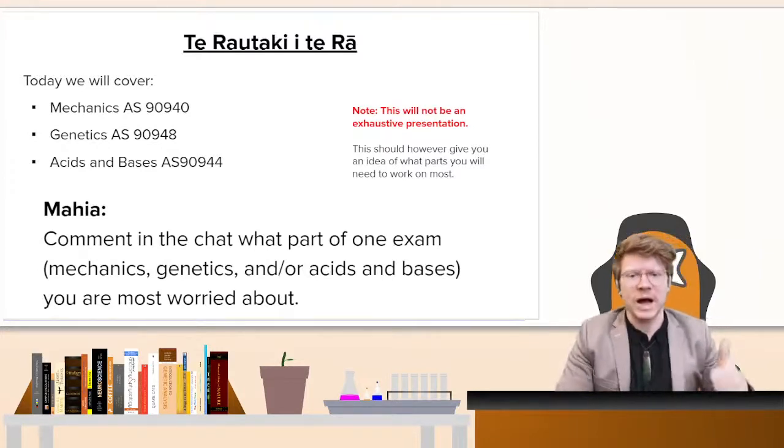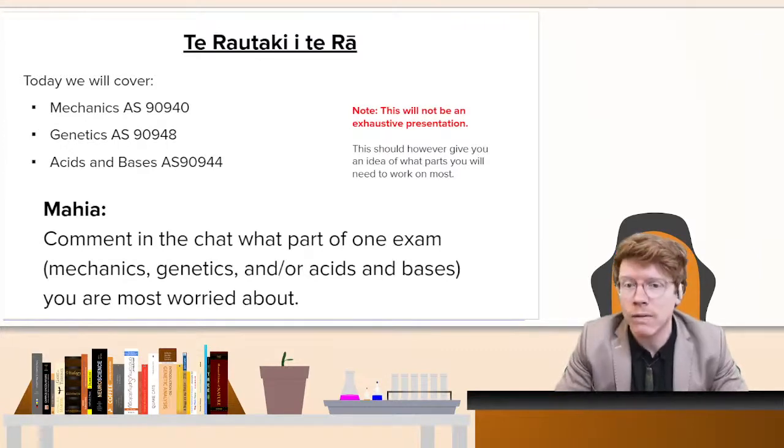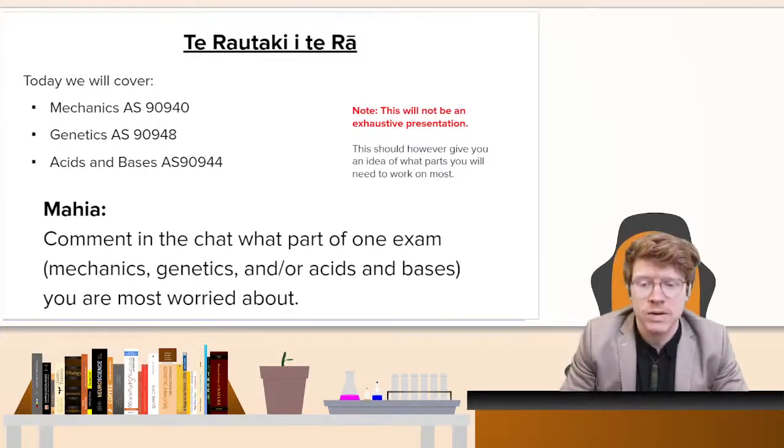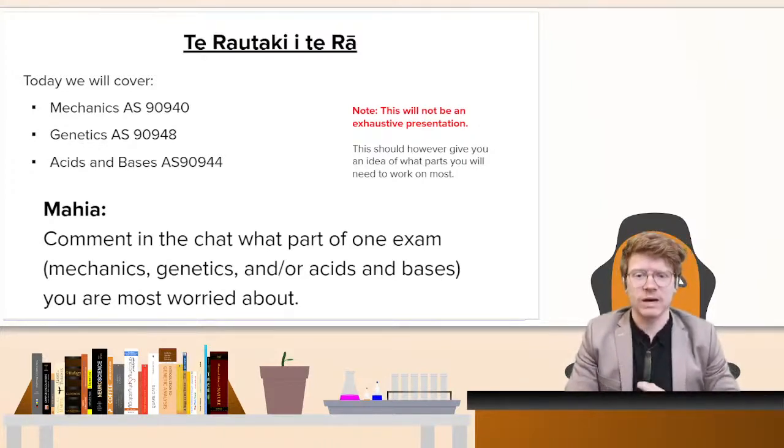So those three externals are mechanics, which is Achievement Standard 90940, genetics, which is Achievement Standard 90948, and acids and bases, which is Achievement Standard 90944.